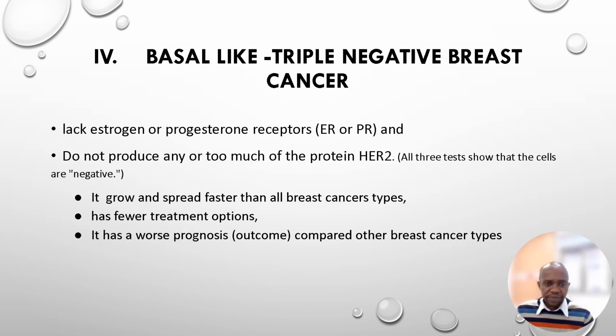The fourth one is called basal-like, the triple negative breast cancer. Triple negative means that all the receptors are negative. They lack estrogen receptors, they lack progesterone receptors, and the HER2 receptors. Characteristics of this: it grows and spreads faster than all breast cancer types. It's aggressive. It has fewer treatment options, and it has the worst prognosis compared to all breast cancer types.